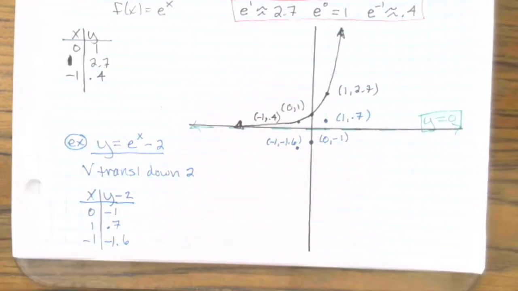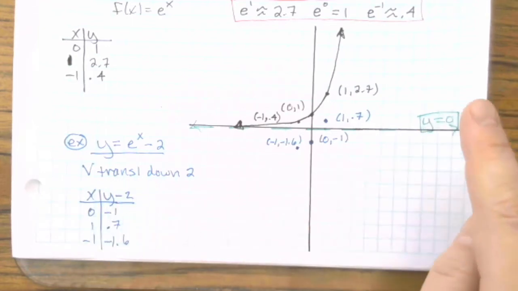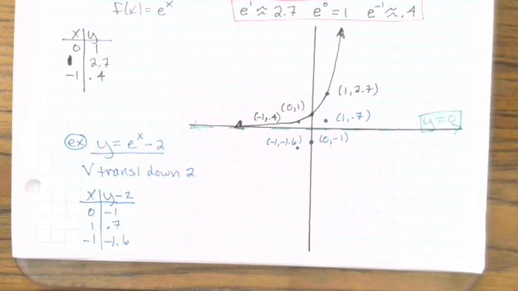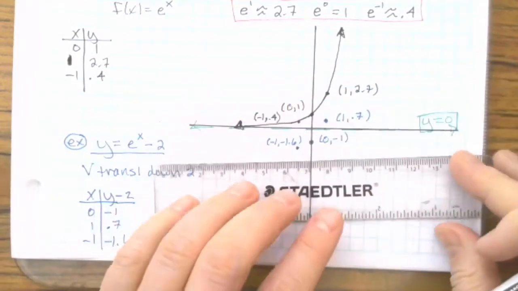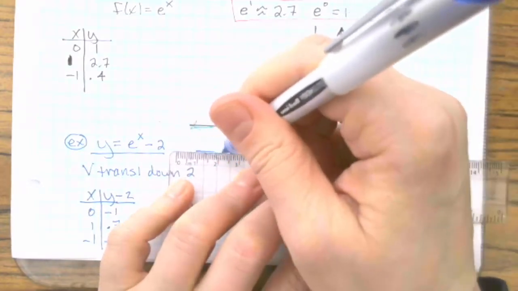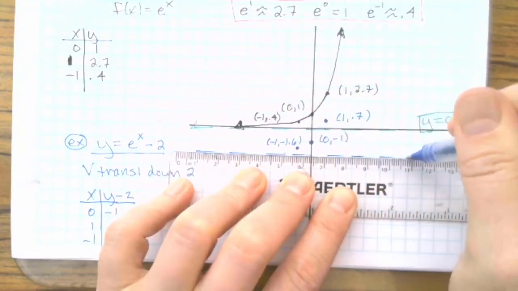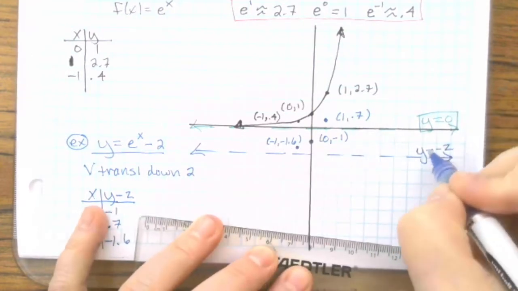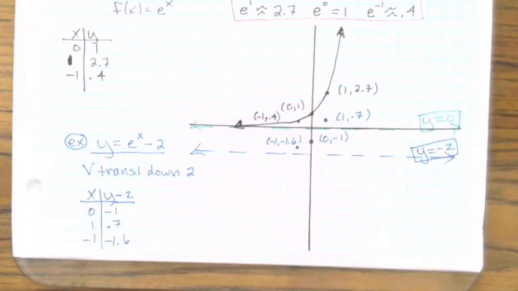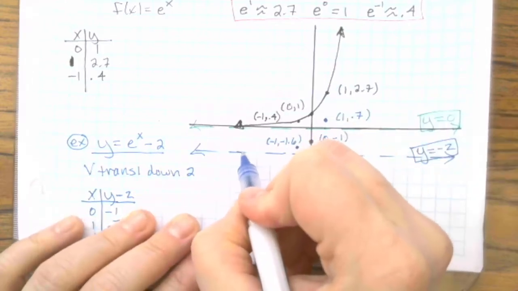And again, this is your head knowledge. Your head knowledge is when you do a vertical translation up or down, that your asymptote moves up and down with the figure. So it used to be at y equals 0. Now that asymptote has dropped down by 2, and it is at y equals -2. You have to draw the asymptote in when you graph these. It's part of the critical structures.